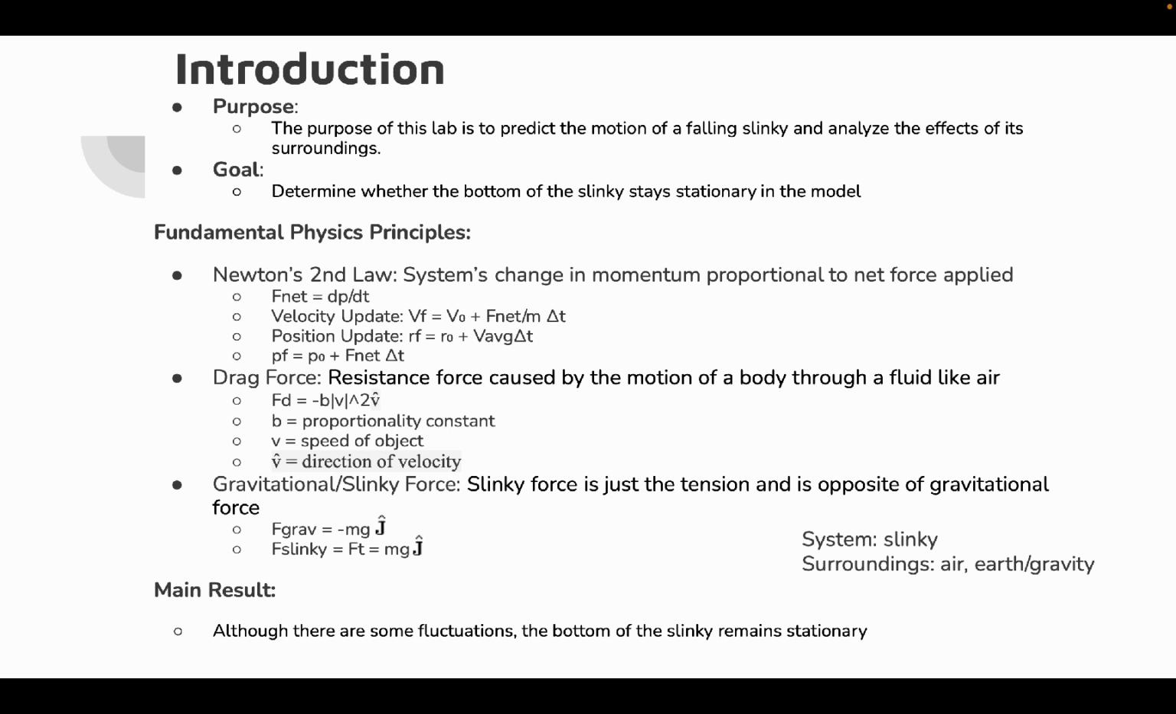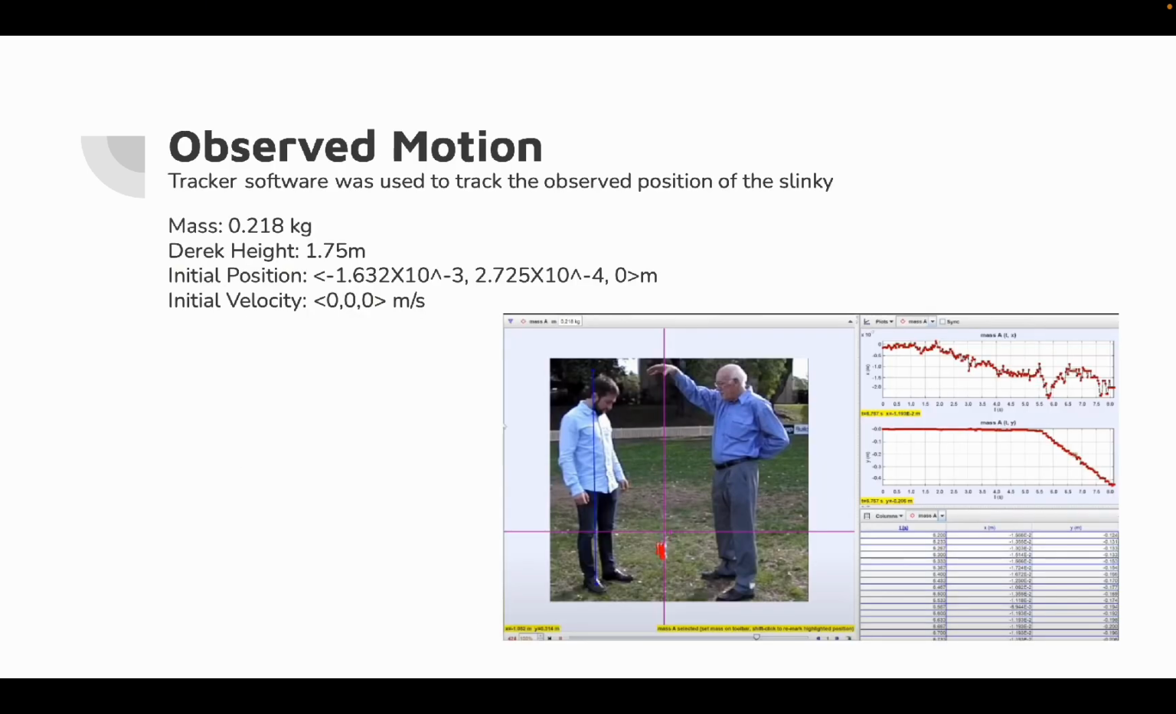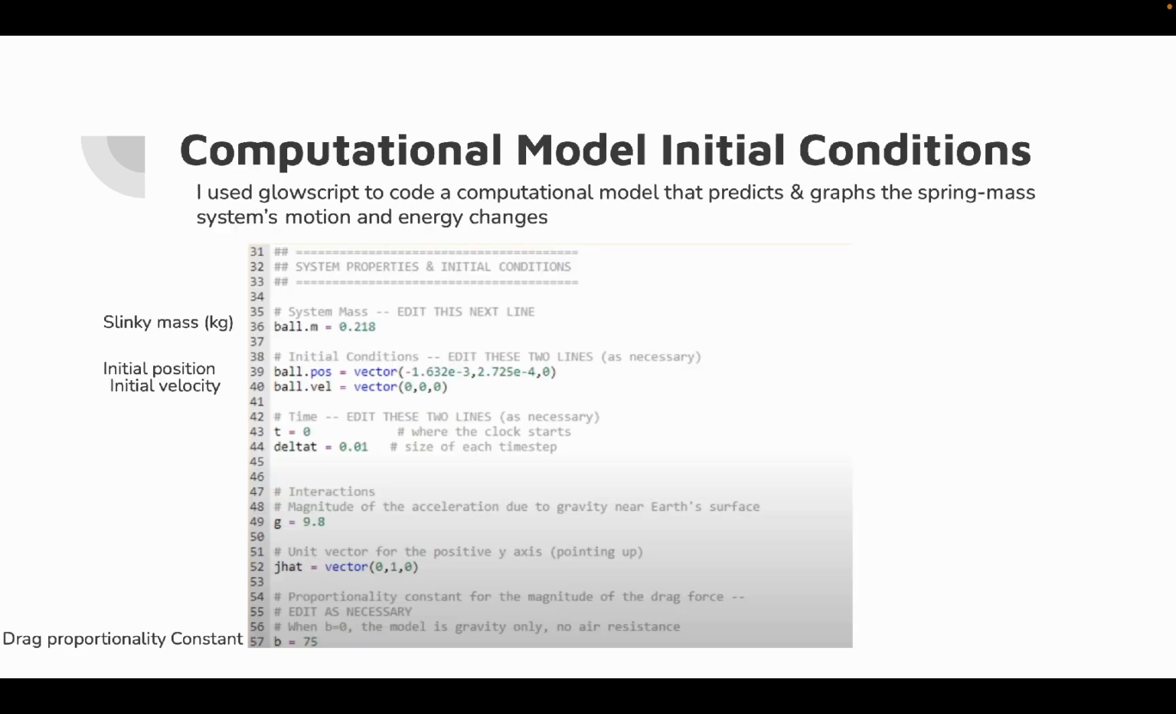and for the system and the surroundings of this lab, the system is the slinky and the surroundings would be air and the earth/gravity. So for the observed motion part of the lab, I used Tracker software to track the position of the slinky. The mass of the slinky was 0.218 kilograms. Derek's height from when he dropped the slinky was 1.75 meters. And then here you can see the initial position, and the initial velocity was 0.